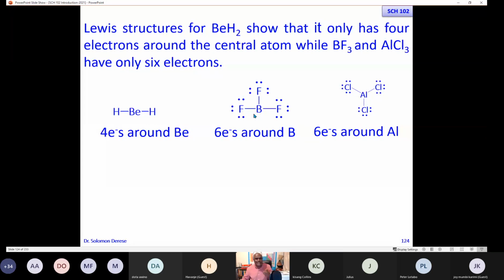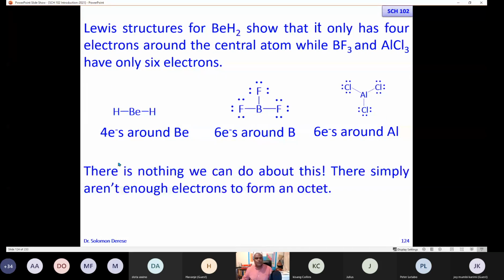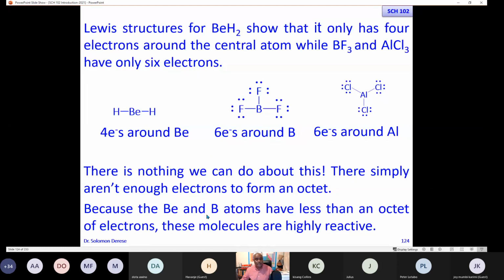As a result, these compounds are very, very highly reactive. They are not stable. In this particular case, there is nothing we can do because there simply are not enough electrons to form an octet. They will have an incomplete octet. So because beryllium and boron atoms have less than an octet of electrons, these molecules are very highly reactive.